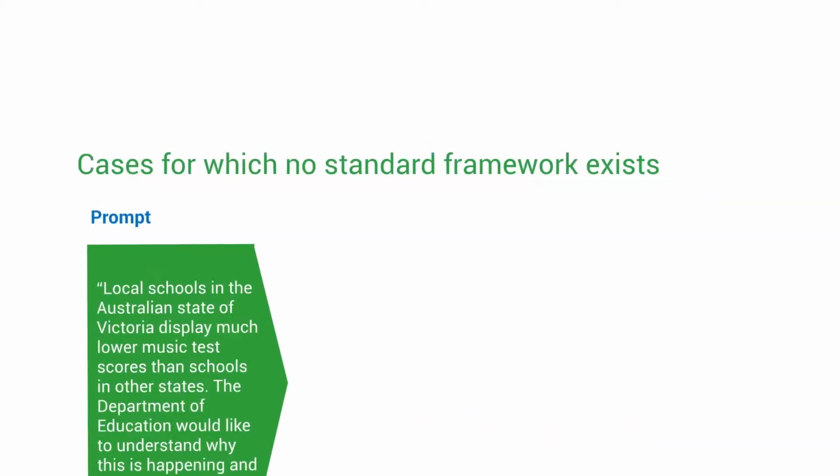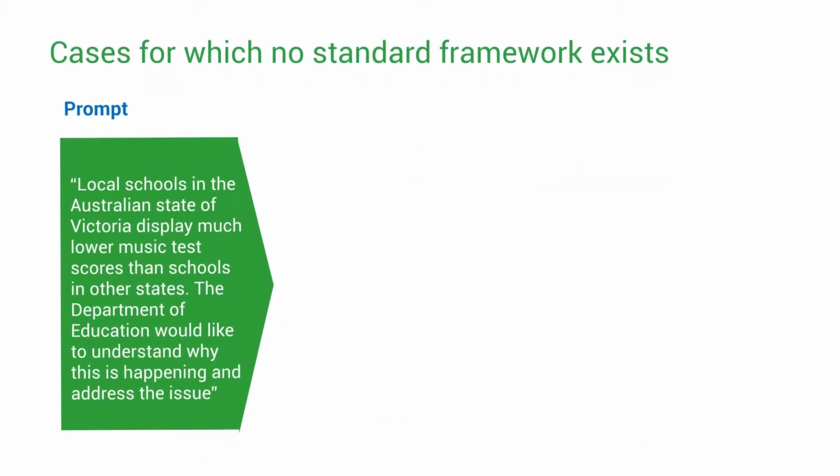Here's how the case goes. Local schools in the Australian state of Victoria display much lower music test scores than schools in other states. The Department of Education would like to understand why this is happening and address the issue.